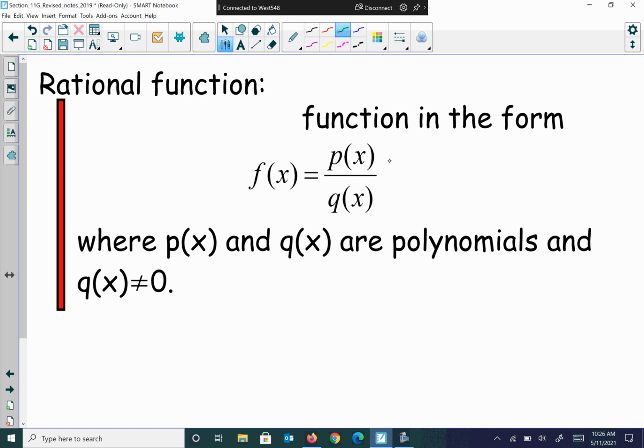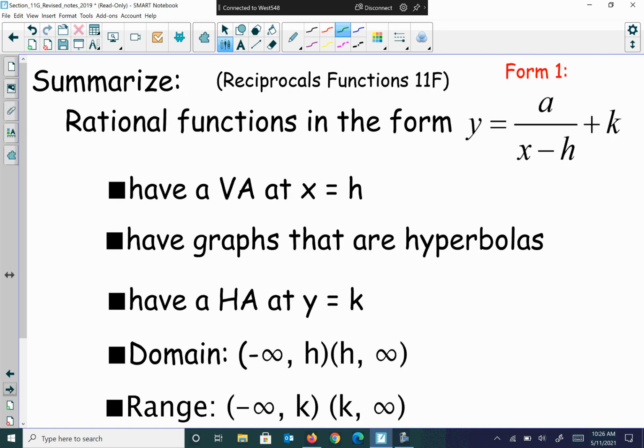So a rational function has a function on top and a function on the bottom. The functions on top and bottom have to be polynomials, so they do not have a radical with them. It's just a sequence of what we've been dealing with, but we put them together. You have vertical asymptotes where the denominator is equal to 0. The graphs are hyperbolas, so they happen in opposite situations on the graph. You have a horizontal asymptote, whatever the k value would be. The domain and range deal with the asymptotes.